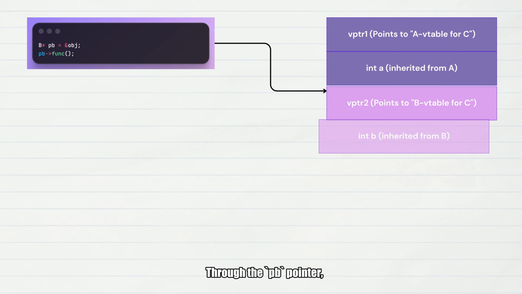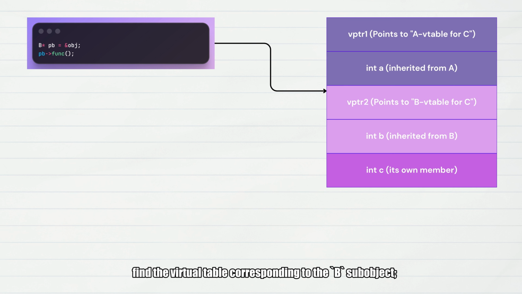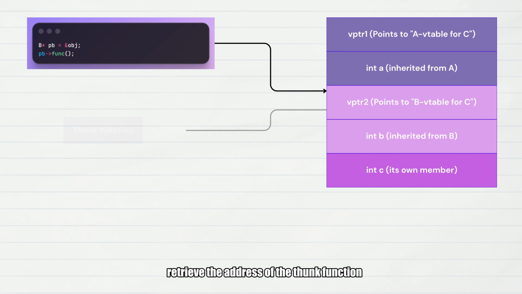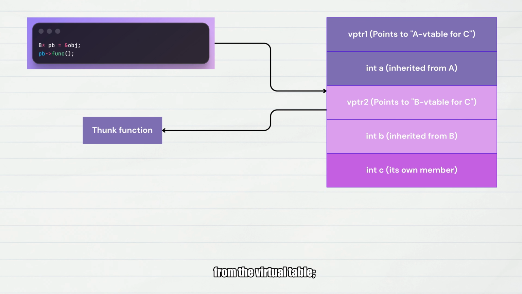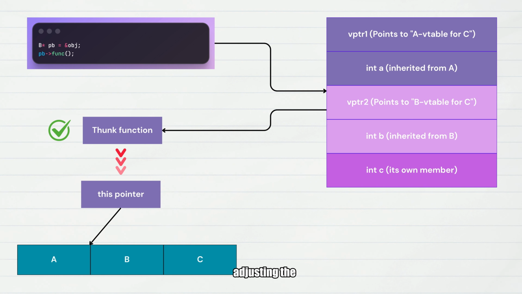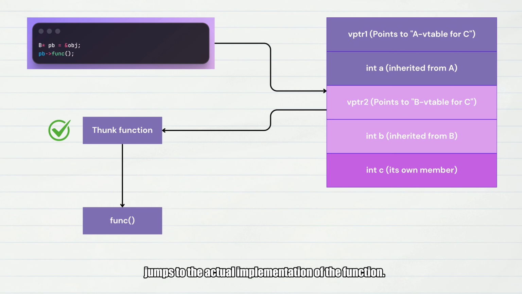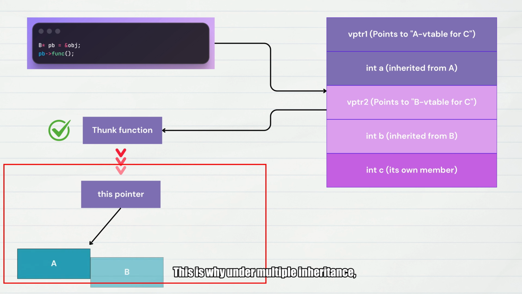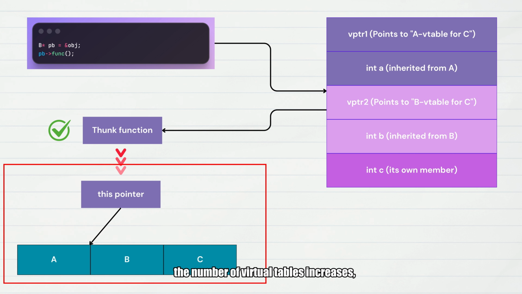Through the pd pointer, find the virtual table corresponding to the B subobject. Retrieve the address of the thunk function from the virtual table. Execute the thunk function, adjusting the this pointer to the address of the B subobject. The thunk function jumps to the actual implementation of the function. This is why under multiple inheritance, the number of virtual tables increases and the virtual function call path is more complex than we imagine. Every virtual function that requires this pointer adjustment has a dedicated thunk function corresponding to it.